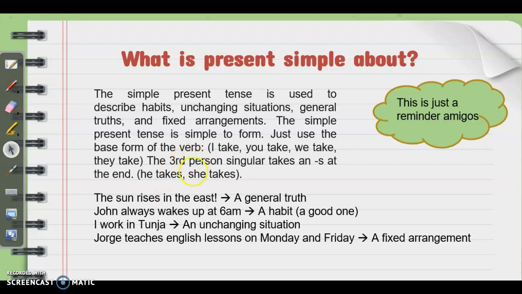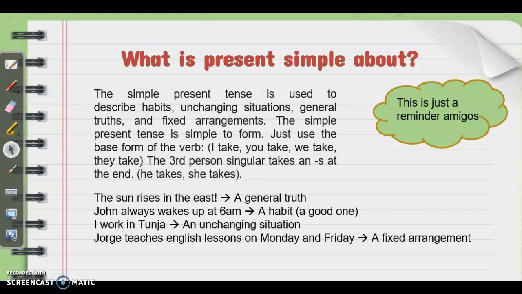An unchanging situation would be example number 3: I work in Tunja. This is a situation that does not change, or an unchanging situation. A fixed arrangement would be something that is already on the calendar, for example, in the agenda. So esto es un acuerdo ya fijo. Okay. So también usamos presente simple para hablar de algo que ya está fijo en una agenda o en un calendario, como Jorge teaches, okay, English lessons on Monday and Friday.